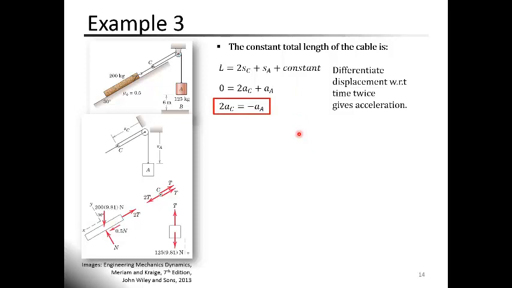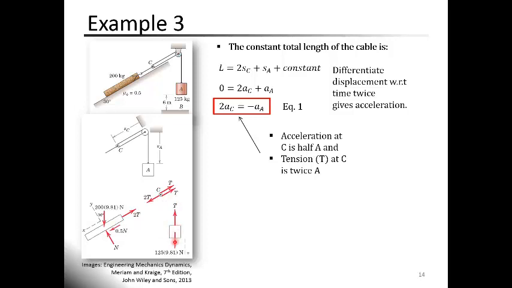So there is a relation between the acceleration of the block A and the acceleration of point C, which is in turn the acceleration of the log. So 2AC is equal to negative AA. This is equation 1, and the acceleration at point C is half of that at point A. Okay, and if we study the forces, let's start with the block.